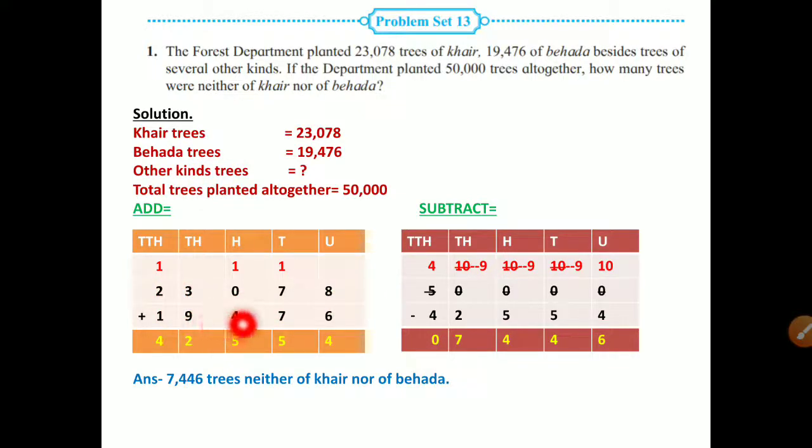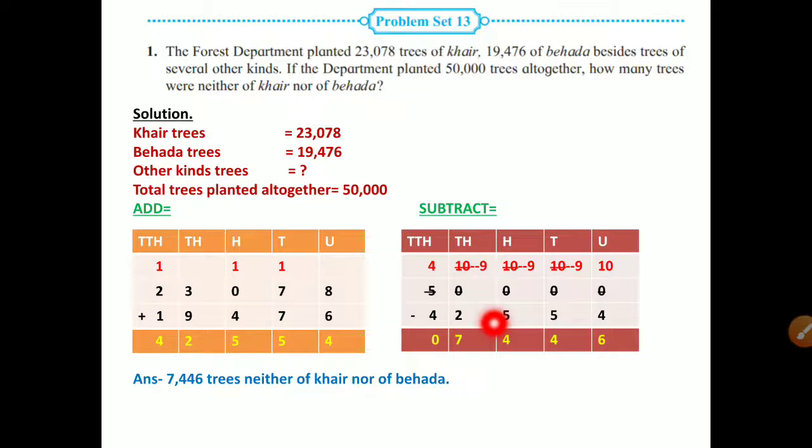23,078, 19,476. 8 plus 6, 14, 4 down, 1 carry forward. 1 plus 7, 8, 8 plus 7, 15, 5 down, 1 carry forward. 1 plus 0 is 1, plus 4 is 5. 3 plus 9, 12, 2 down, 1 carry forward. 1 plus 2, 3, 3 plus 1, 4. 42,554. This is the total of kher and behada trees.